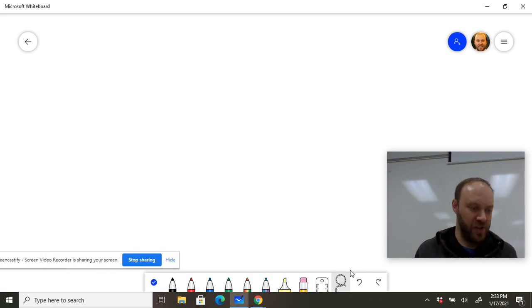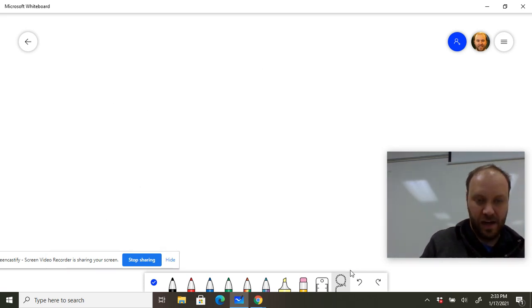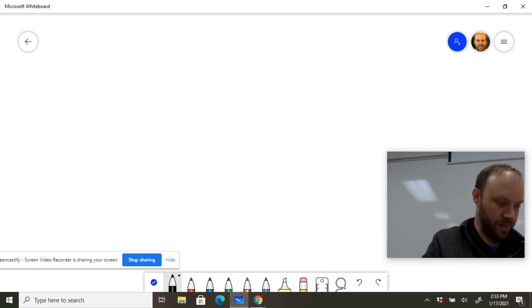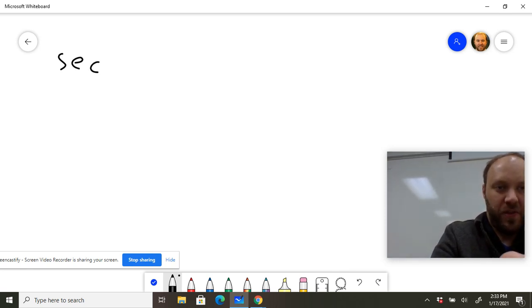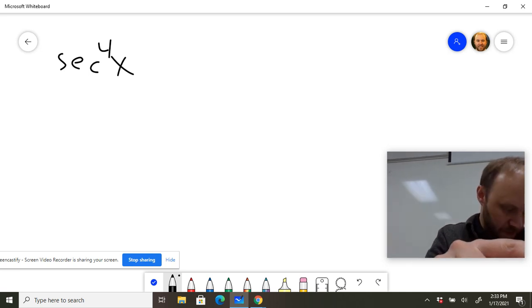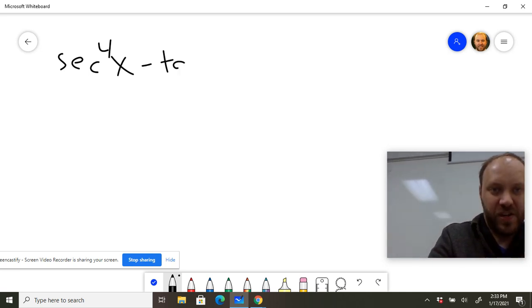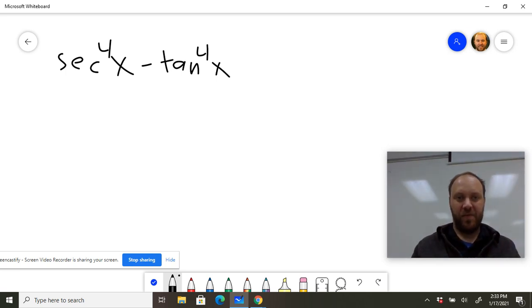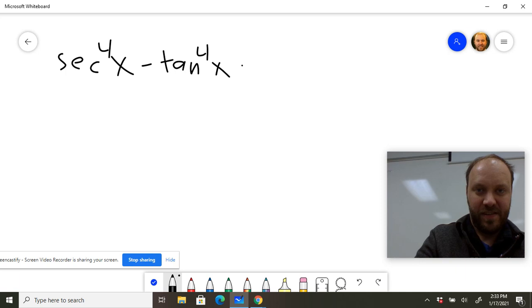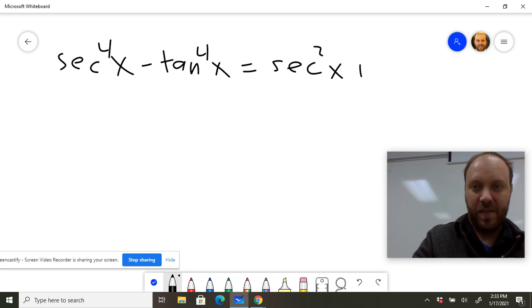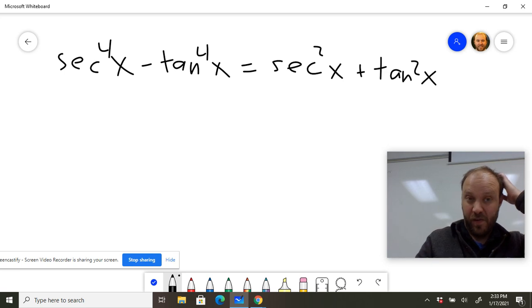All right, moving on to number 13. Number 13 looked like it was going to be really complicated because it has fourth power things in it. It's secant to the fourth of x minus tangent to the fourth of x. And it kind of looked a little bit like a Pythagorean identity because we've got one for secant squared and tangent squared, but obviously it's not the same thing. So I'm not sure what's going on with that, but anyway, kind of thinking about that in the back of my head, it's going to be equal to secant squared of x plus tangent squared of x, okay?